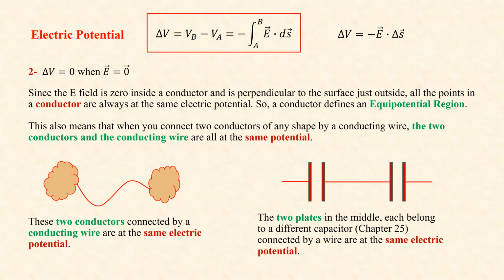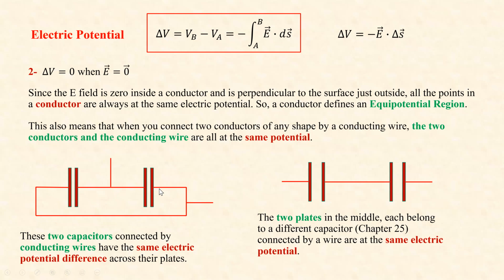This becomes very important when in chapter 25, we talk about capacitors. And these are the plates of a capacitor. This is one capacitor. This is another capacitor. This is one plate of this capacitor. This is one plate of the other capacitor. And they are connected with a conducting wire. These are conductors connected with conducting wire. So both of these plates of different capacitors are at the same electric potential, okay?